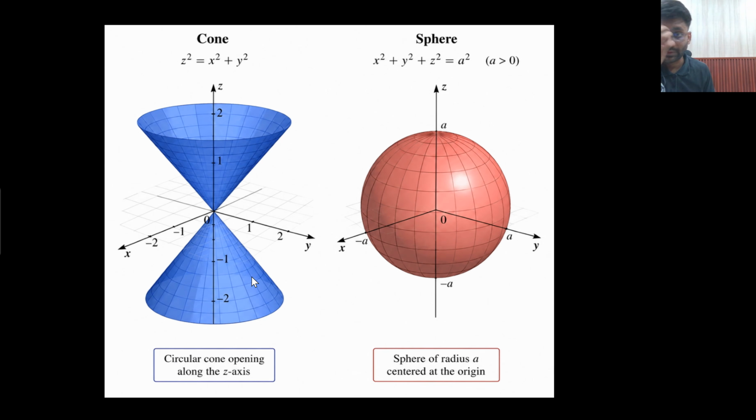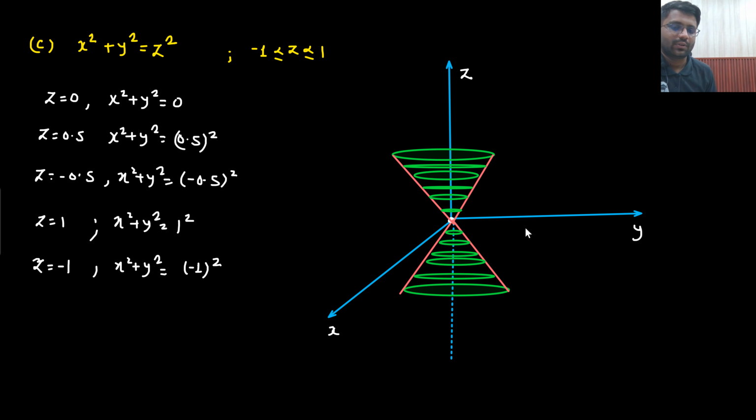z square equals x square plus y square. So I hope you are able to visualize. What is this? This is a cone, right? What is this? This is a cone.